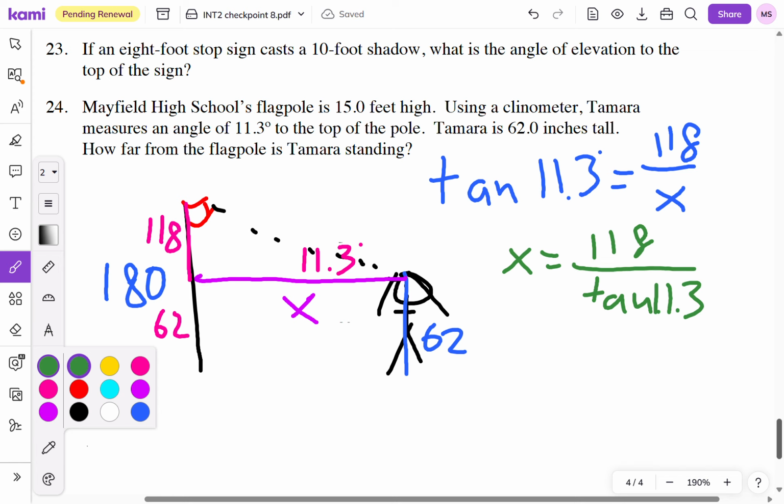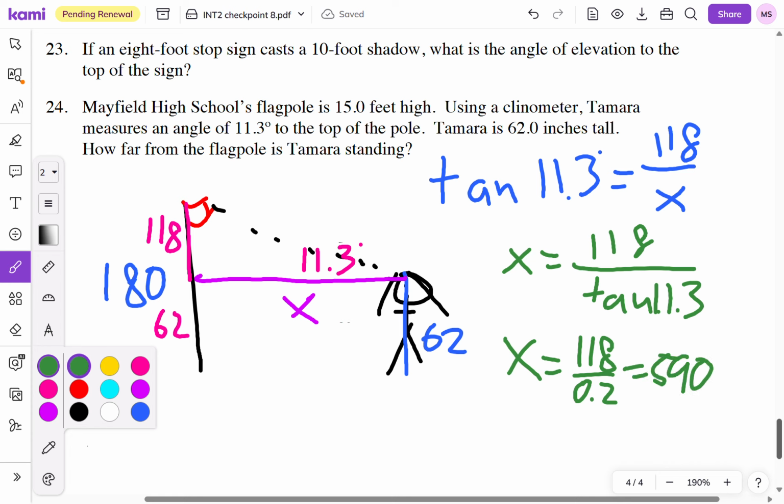And what is that? Well, let's see what these calculators say. 11.3 tangent of that is about 0.2. In fact, it's so close, I'm just going to say it's 0.2. So x is 118 over 0.2. So it's really 118 times 5. And that's 590. So this is 590 inches.